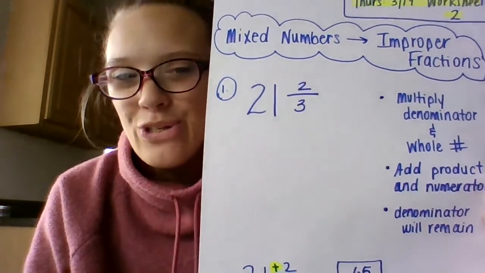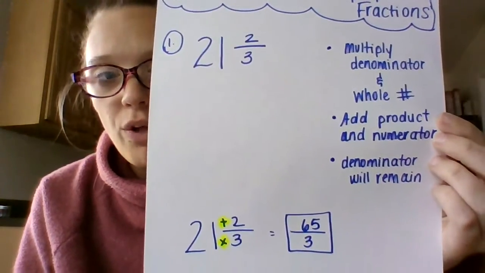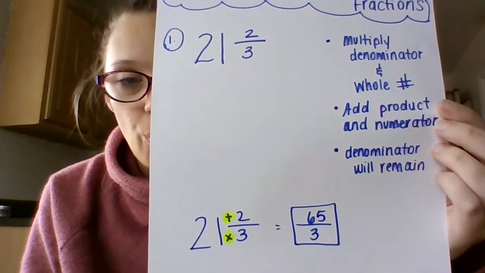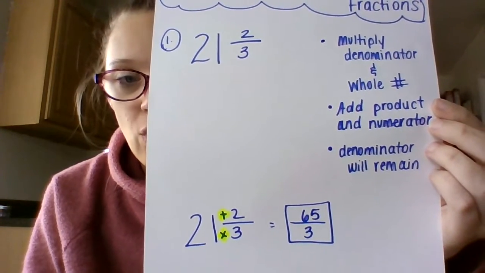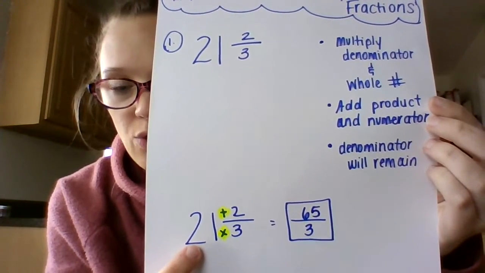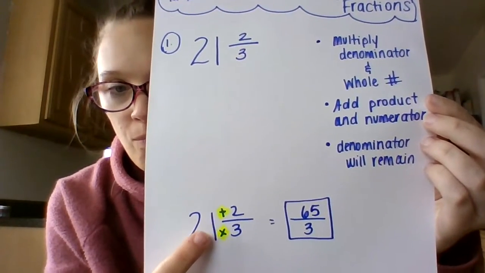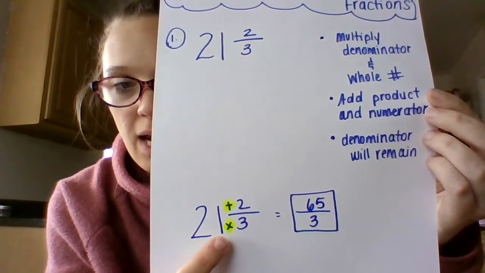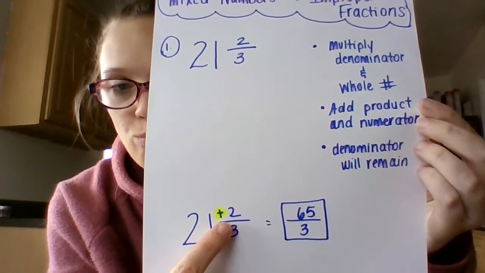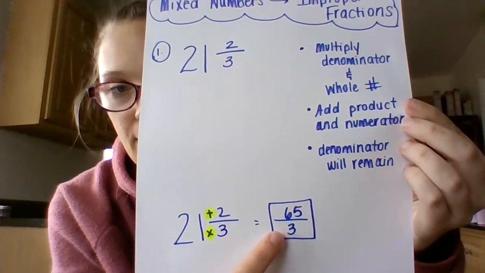All right, Bowers, you're talking a lot of math lingo. What does that look like? All right, well, with the example 21 and 2/3, when you multiply the denominator and the whole number, you're going to be multiplying 3 times 21, adding 2 more. So when you do 3 times 21, that's 63, plus 2 more is 65. Denominator will stay the same.